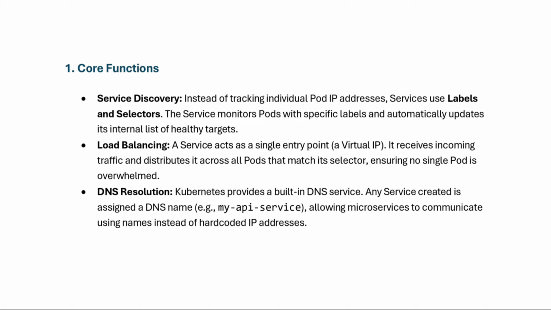Now, DNS resolution. Kubernetes provides a DNS service. Any service created is assigned a DNS name, for example my-api-service, allowing microservices to communicate using names instead of hard-coded IP addresses. So we know that IP addresses are volatile with respect to pods when they get created and destroyed. So there must be a concept, the DNS service, that provides a DNS service name, for example my-api-service. It allows microservices to communicate using names instead of hard-coded IP addresses that are volatile in nature.